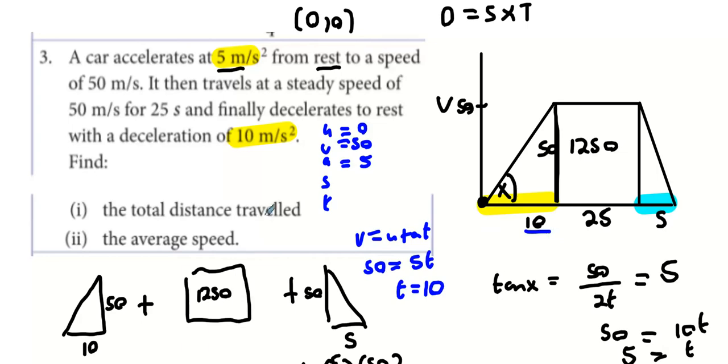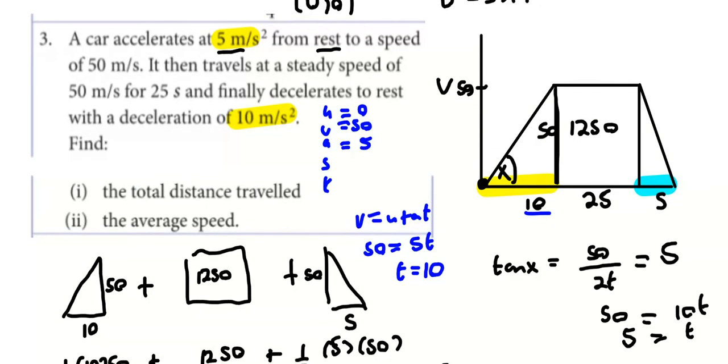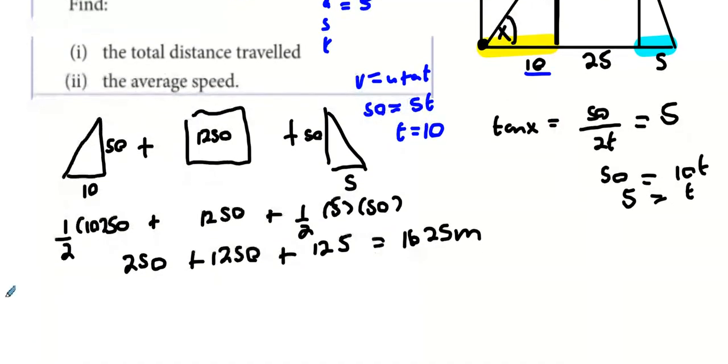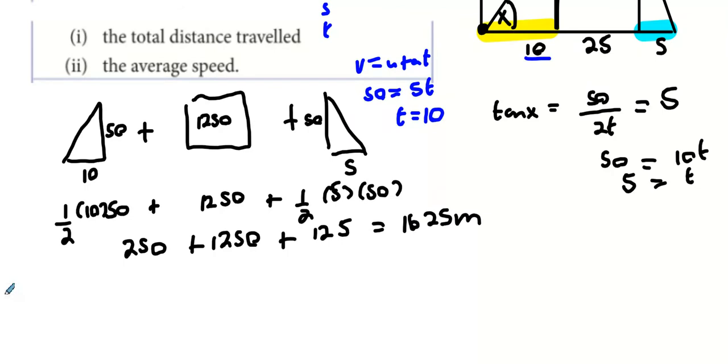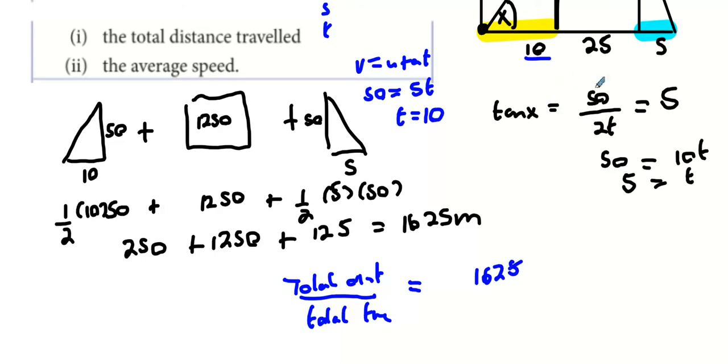Okay? So, next thing we're going to be doing is the average speed. Now, how do you get the average speed, lads? Total distance divided by total time. So what do we get here? 1,625 divided by what? 40. And 1,625 divided by 40 as well.